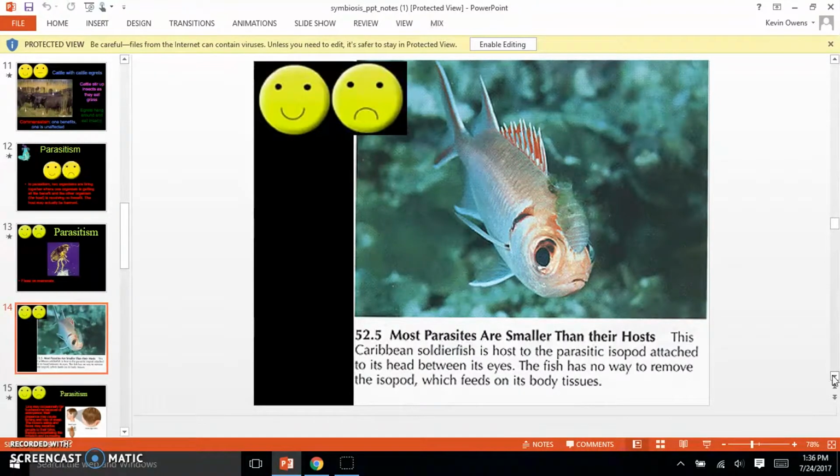This Caribbean soldierfish is host to a parasitic isopod attached to its forehead between its eyes. The fish has no way to remove the isopod, which feeds on its body's tissue.